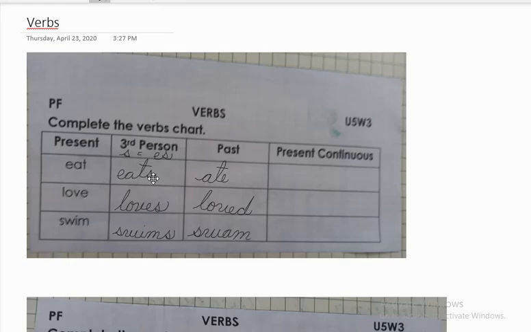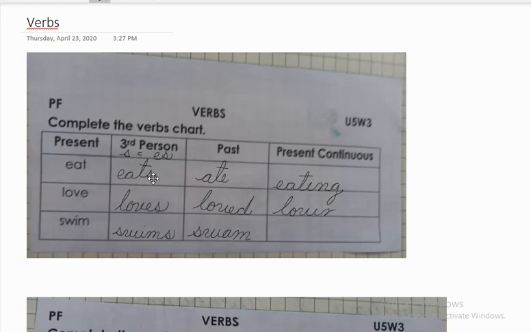And well, here in the third column we have the present continuous. If we have it here, the complement must be adding ing at the end of our verb. Okay, so eats, ate, eating. So let's continue with love. Loves, loved, and the present continuous would be loving.